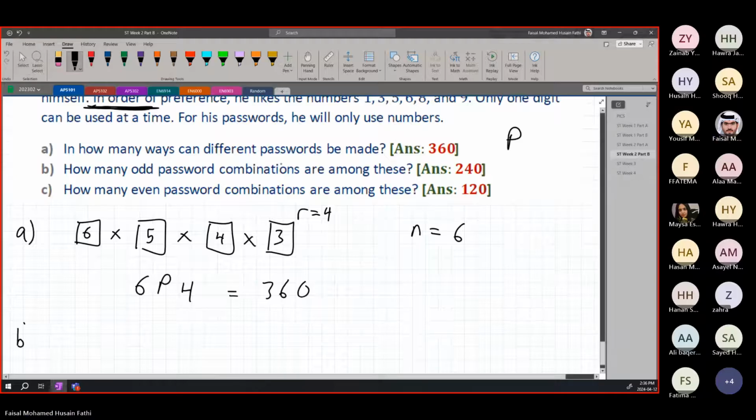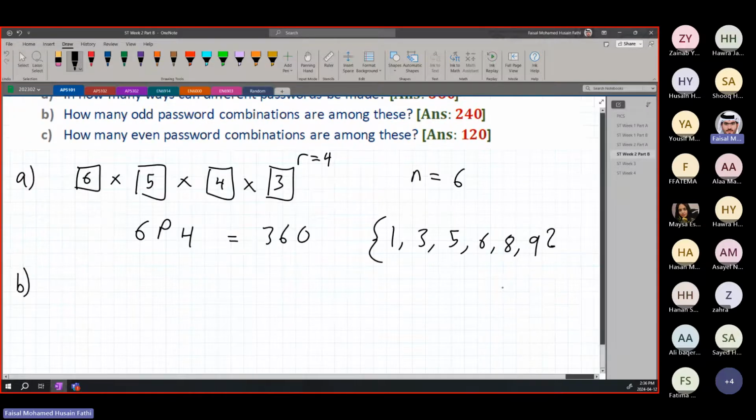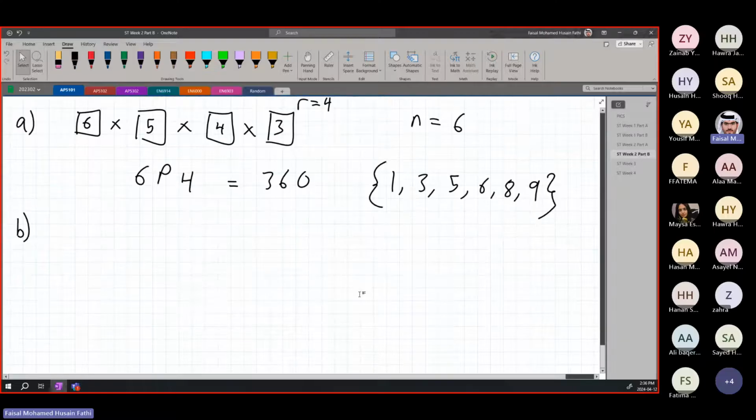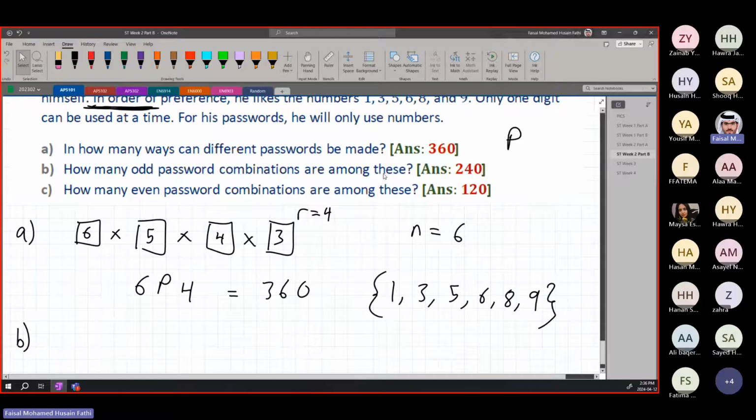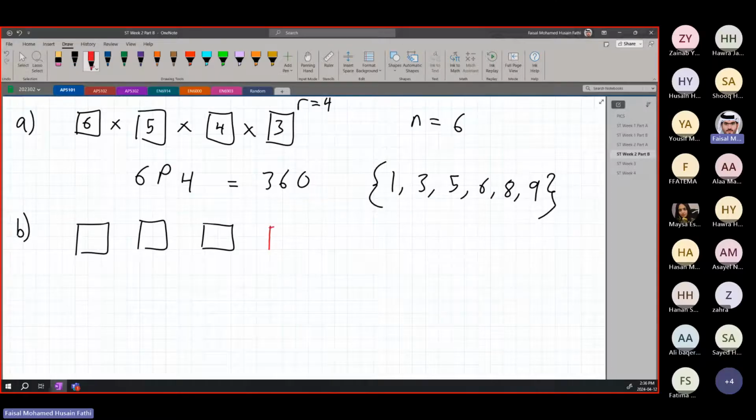Now, how many odd password combinations are among these? Odd, again, same idea. So let's look at the numbers we have. We have 1, 3, 5, 6, 8, and 9. All right, so these are the numbers that you can choose from. Okay, so we want to know how many possible combinations are going to be odd. Again, the number of boxes will not matter. We're going to have a total of 4 boxes, but the last digit will be important. Why is it important? Because this digit is what determines if it's odd or even.